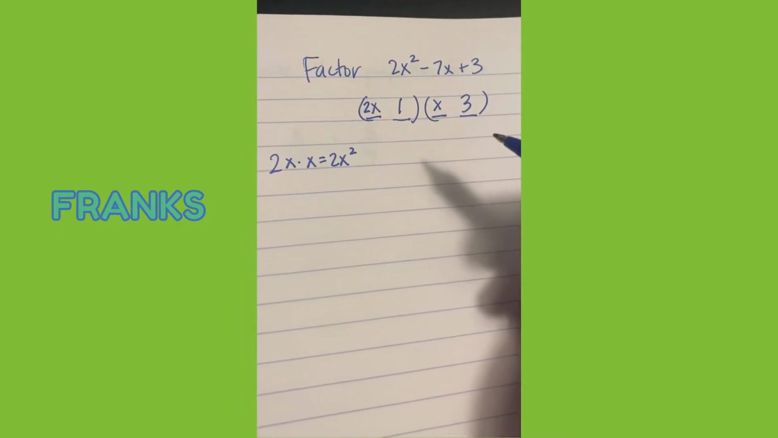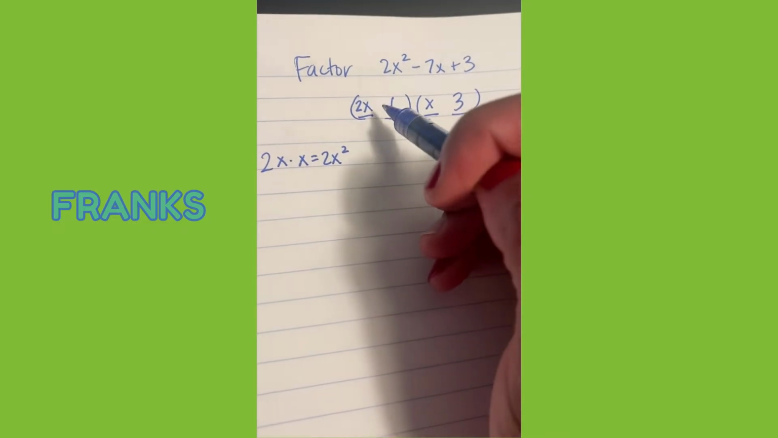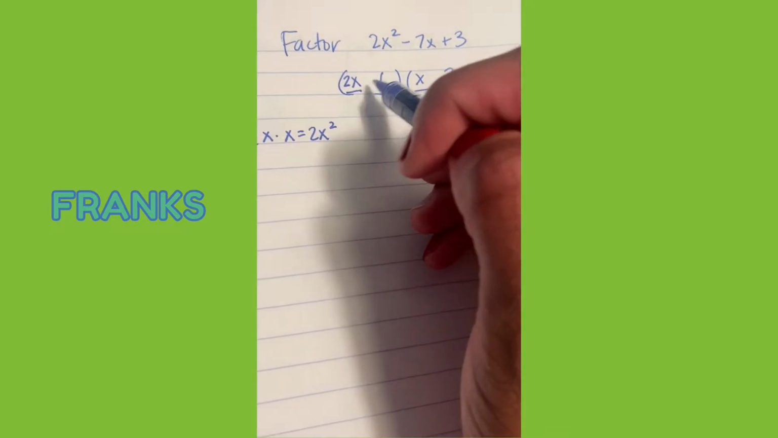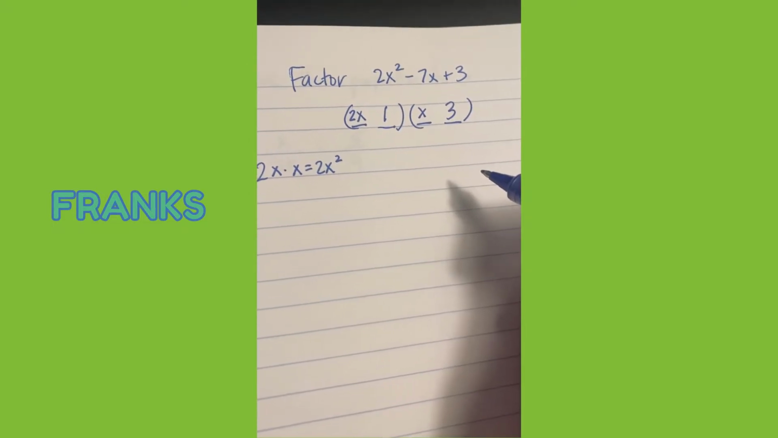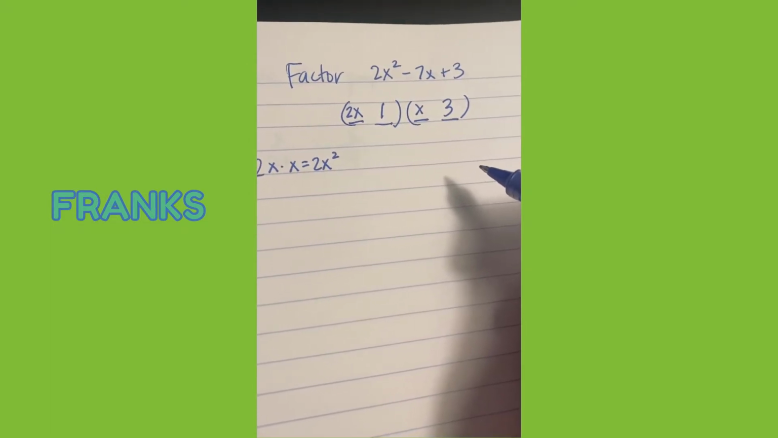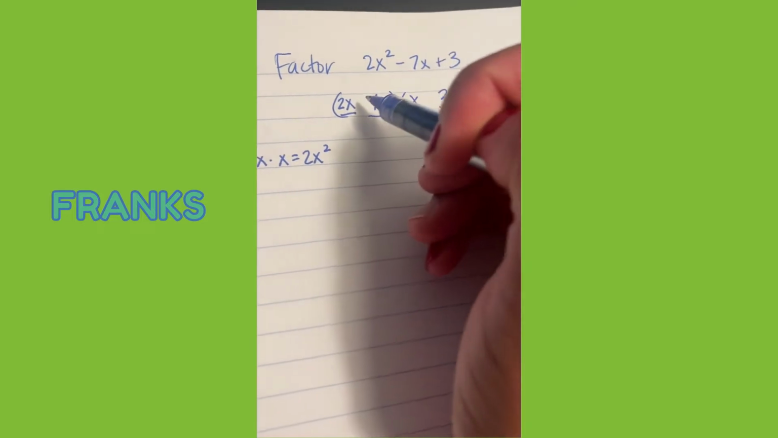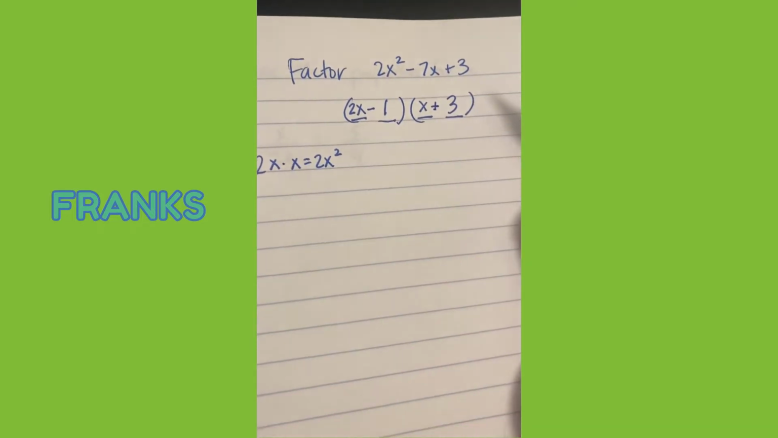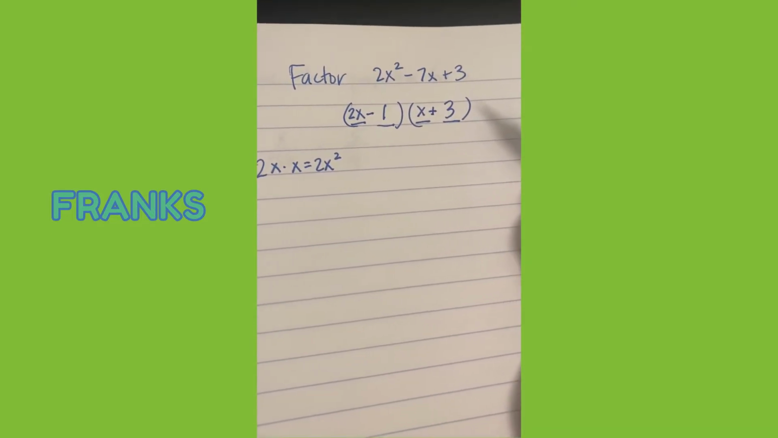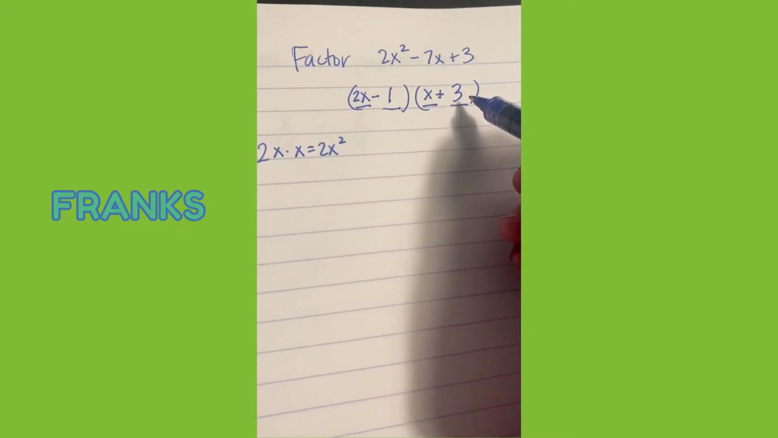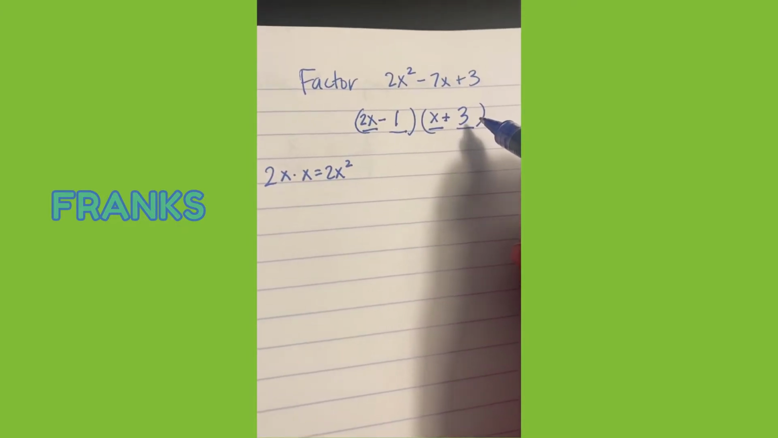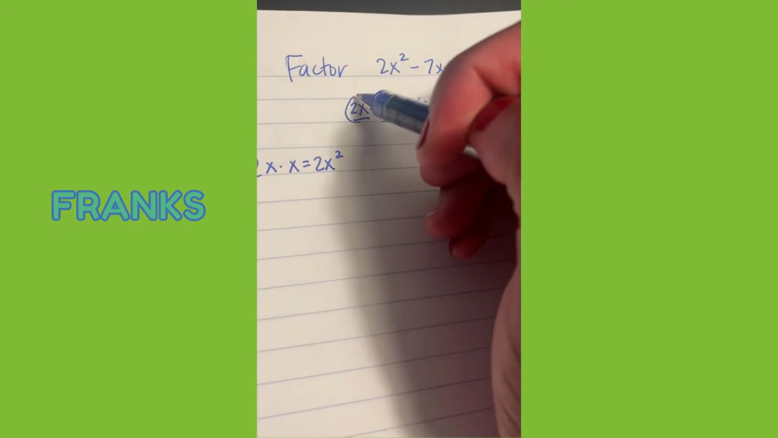The next thing I want to think about is what my signs should be so that when I double distribute, I get back to 2x squared minus 7x plus 3. Well, the method I'm using is guess and check. So I'm going to guess that this should be a -1 and this should be a +3. And then I'm going to check by double distributing.